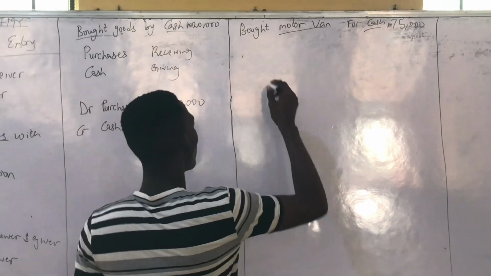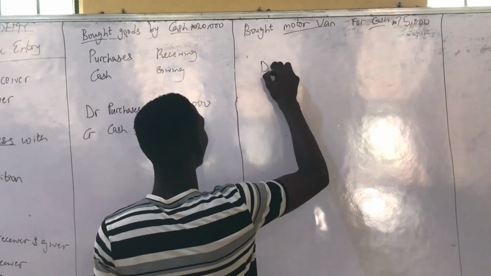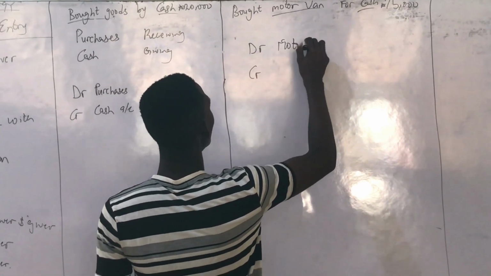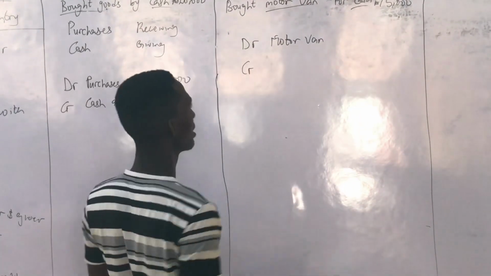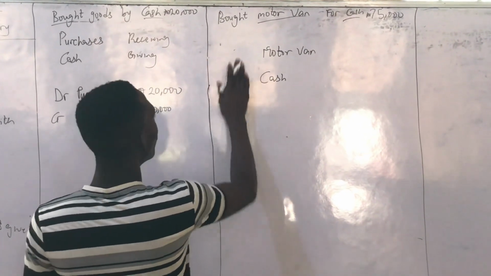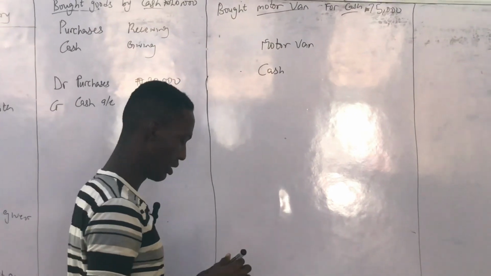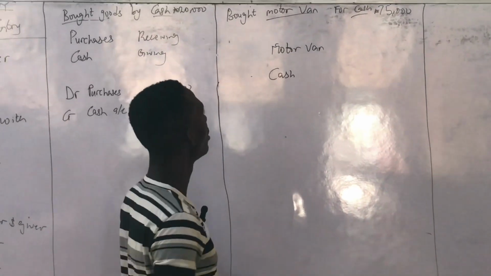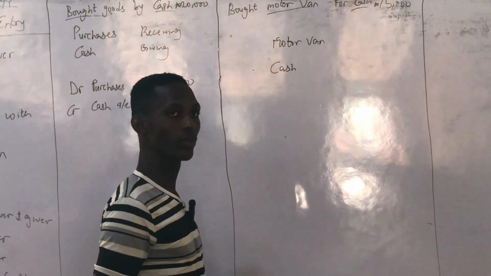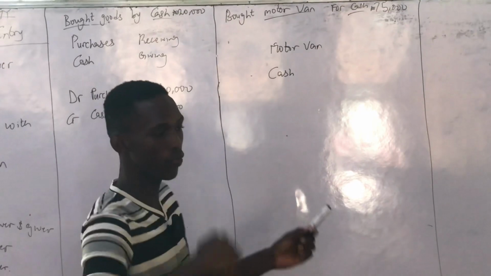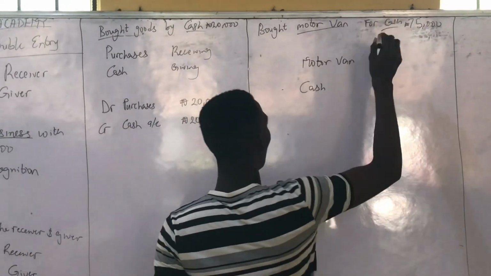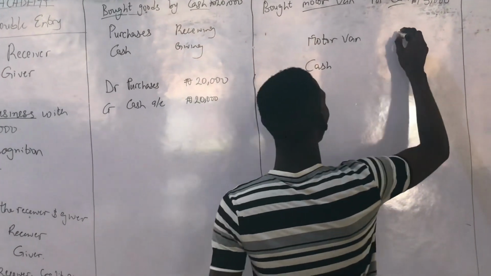So now, without wasting much time, the two accounts involved here are what? Motor van, which is a non-current asset, and what? Cash. When you go to where they sell the motor van, they are the ones going to receive what? The amount of money. While you pay cash. Therefore, money is flowing out of the business, and motor van is receiving. Therefore, this is an outflow, while this is an inflow.